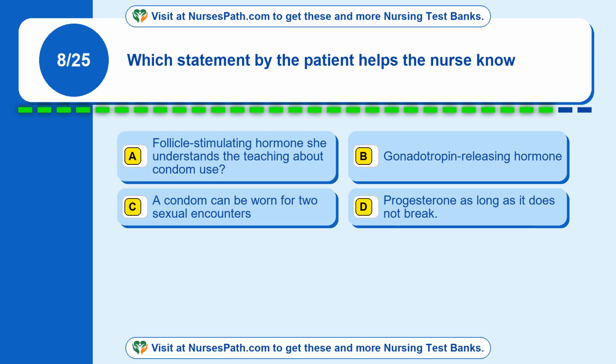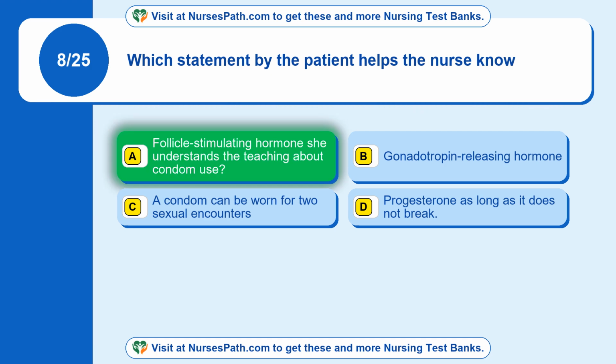Question 8. Which statement by the patient helps the nurse know she understands the teaching about condom use? Option A. Condoms come in different sizes. Option B. Gonadotropin-releasing hormone. Option C. A condom can be worn for 2 sexual encounters as long as it does not break. Option D. Progesterone.